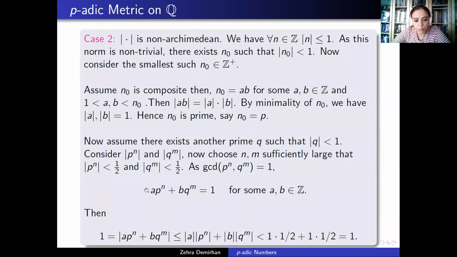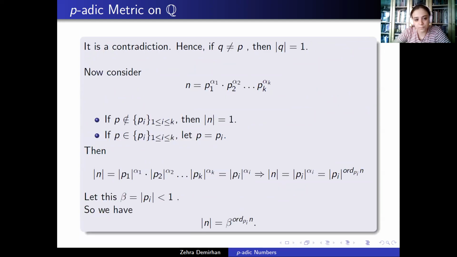And if we take the norm of both sides of this equation, and since the norm of 1 is 1 here, we have this equality. And by using the triangle inequality, we get this inequality. Further, we know that the norm of p^n and the norm of q^m are less than 1/2. And also for all integers n, this equality holds. So we are left with a contradiction that 1 is less than 1. Hence, if q is not equal to p, then the norm of q is equal to 1.